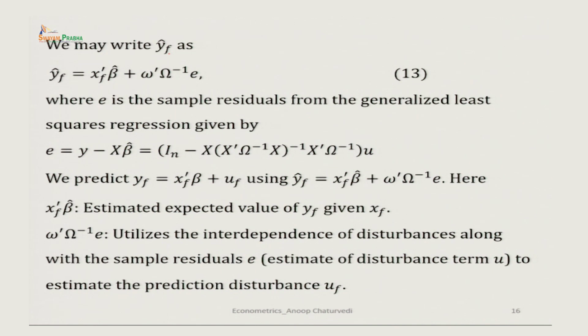Now, we may write y hat f as y hat f equal to x f transpose beta hat plus omega transpose capital omega inverse E, where E is equal to y minus x beta hat. So, E is the sample residuals from the GLS regression. And then E can also be written in terms of U. So, we predict yf equal to xf transpose beta plus uf using y hat f equal to xf transpose beta hat plus omega transpose capital omega inverse E.